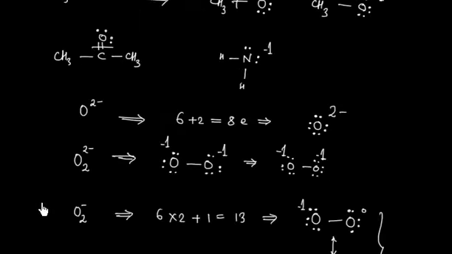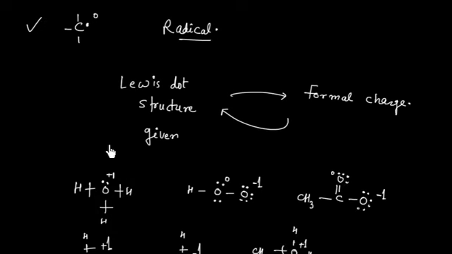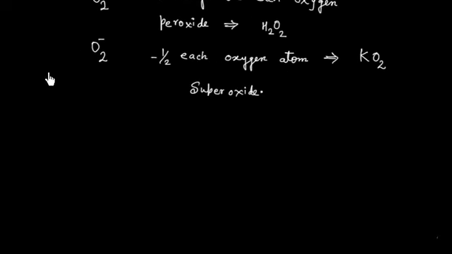So we discussed that there are basically two kinds of exercises you can have. Formal charge is given, and you can decide the number of lone pairs, or the Lewis dot structure is given, then you can decide the formal charge. So two kinds of exercises. Let us do some more exercises. So these are the miscellaneous exercises you can have.